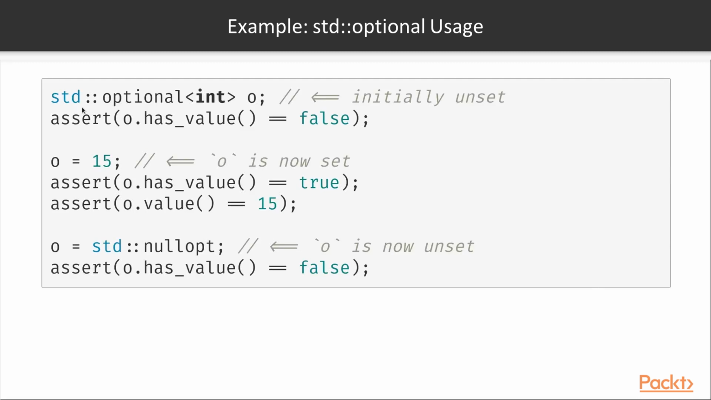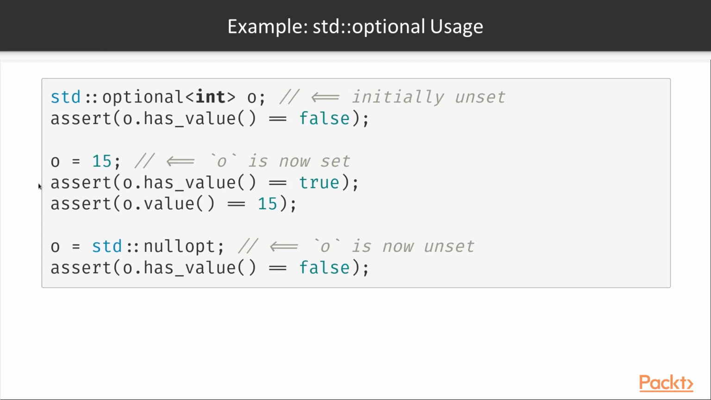In the first line, we are creating a std::optional of int called O, and this is initially unset because the default constructor of an optional creates an empty optional. To check that, we can assert that it has no value by invoking the hasValue member function. If we use the assignment operator with 15, we are saying that we want to create a value of int inside the optional with value 15, and O becomes set.